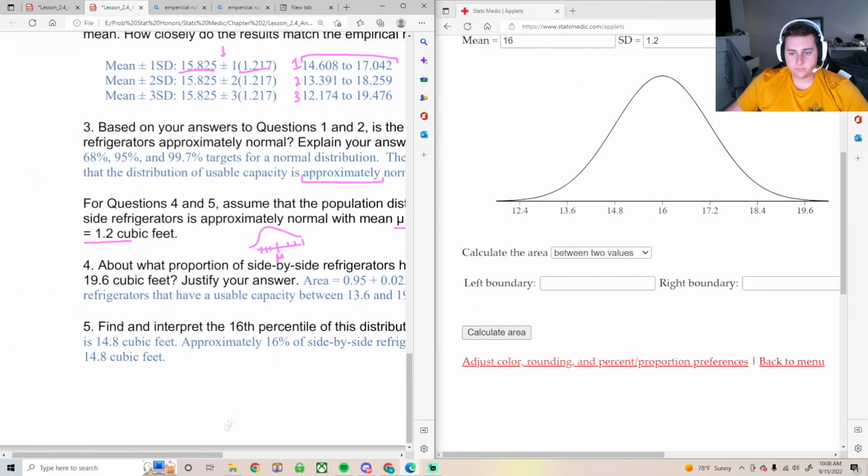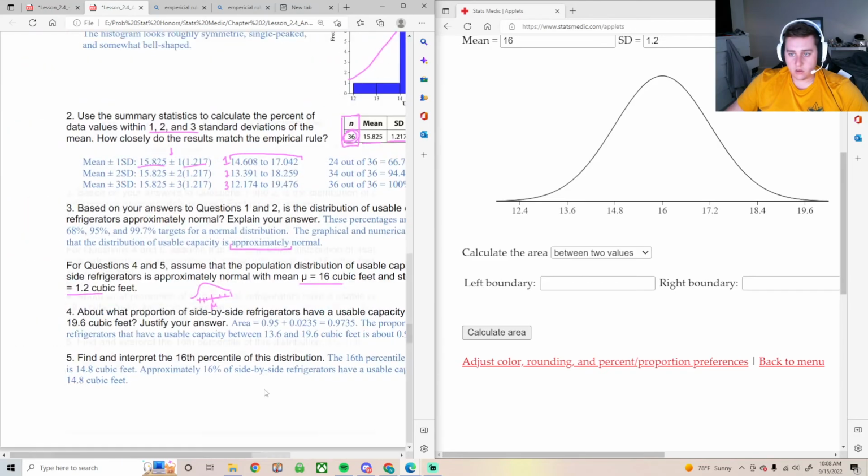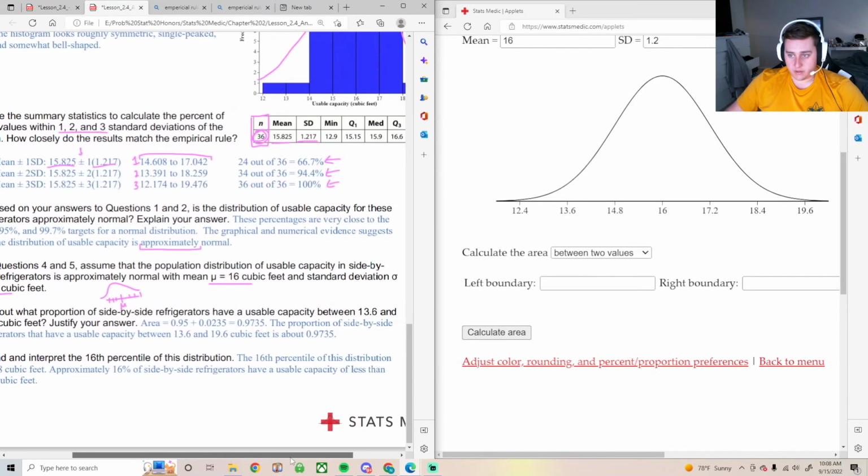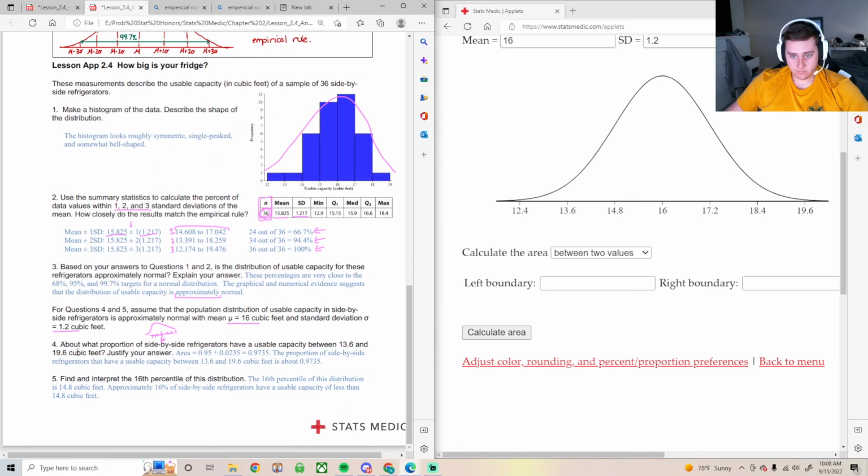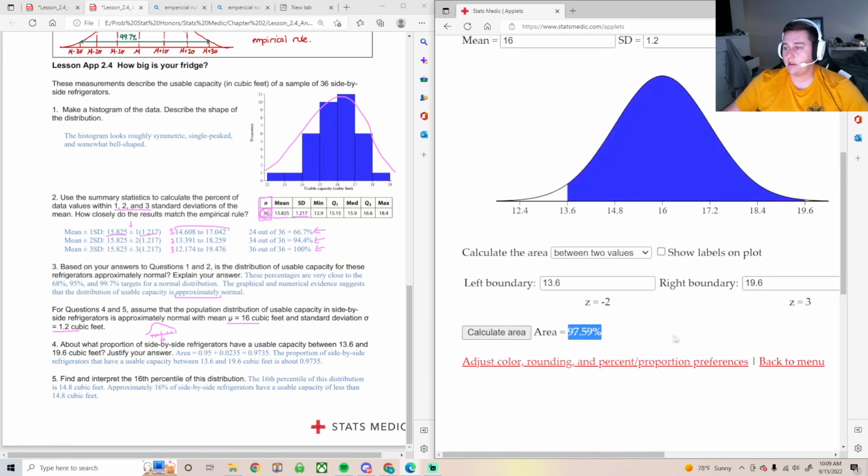So in this case, try to make this fit on the screen nicely. About what proportion of side-by-side fridges have a usable capacity between 13.6 and 19.6? You hit calculate area, and it shows you the area. Now you may also notice that on the normal curve, at least on the Statlet, when you do these, it gives you this thing here, z equals.